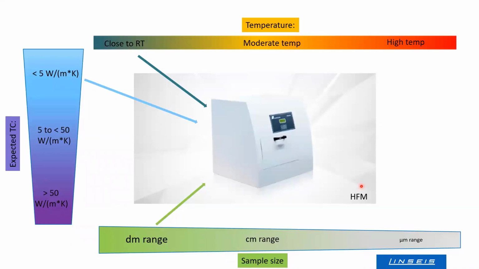So on the following slides, I summarized all these data. In the middle, you will find the instrument, in this case, a heat flow meter. In the upper bar, the different temperature ranges from low to high temperature. On the left-hand side, the expected thermal conductivity: a low, a mid, and a high thermal conductivity range. And in the lower bar, the sample size varying from the decimeter to the micrometer and sub-micrometer range. So the heat flow meter is used in a temperature range close to room temperature for low conducting materials of a big size in the decimeter range.